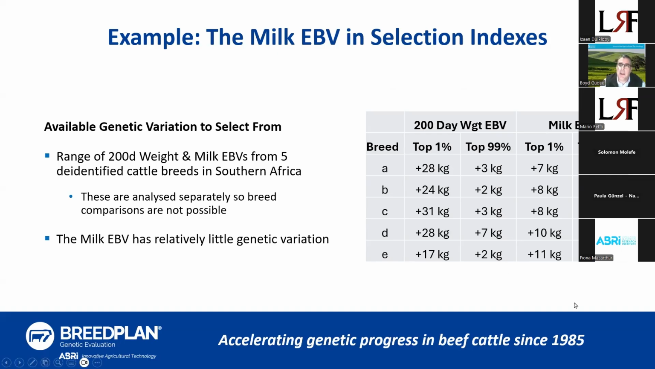If we look at the milk EBV for the same animals, the difference goes from 8 to 5 kilos. Oh, sorry, 10 to 5 kilos. There's a lot more variation in the 200-day weight EBV than in the milk EBV, so it's a lot easier to make genetic progress out of the 200-day weight EBV than it is the milk.